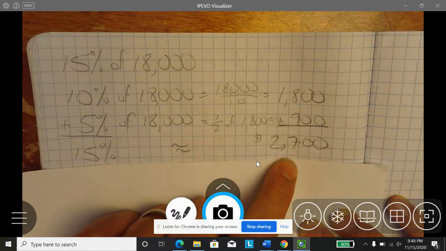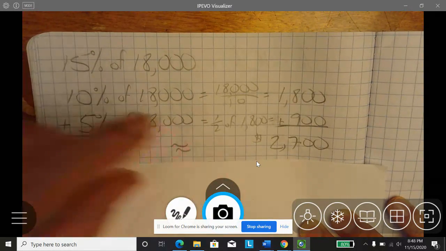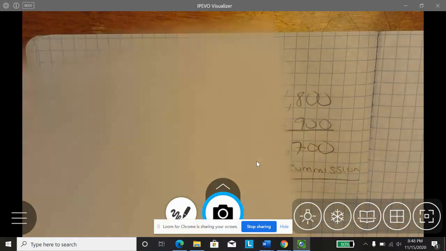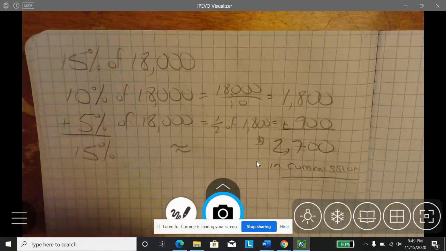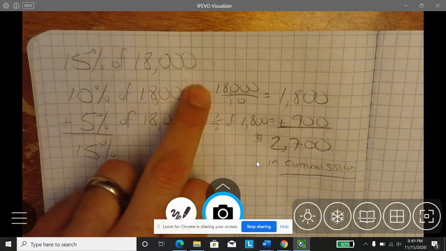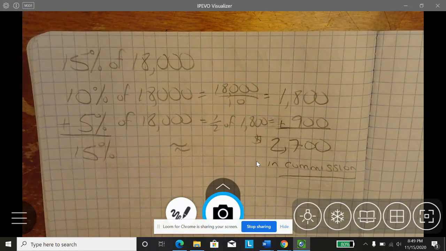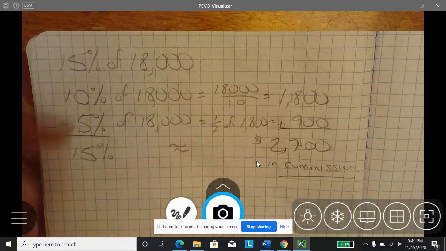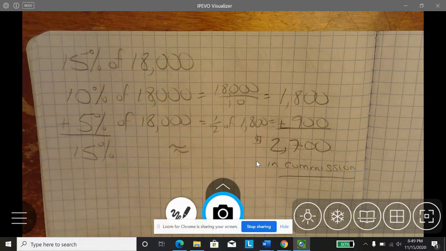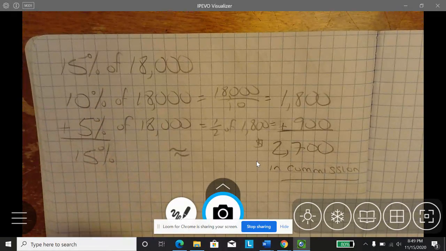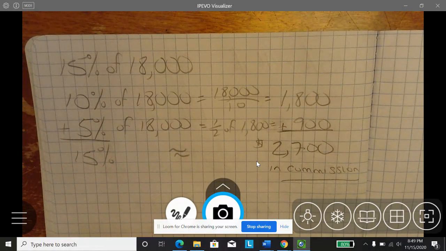So the takeaways are: number one, to take 15% of a number, you're basically just taking 10% of a number and then 5% of the number and adding it together. The second big takeaway, hopefully, is you're getting better and better at multiplying and dividing by 10 and just upping or decreasing the place value of every digit.